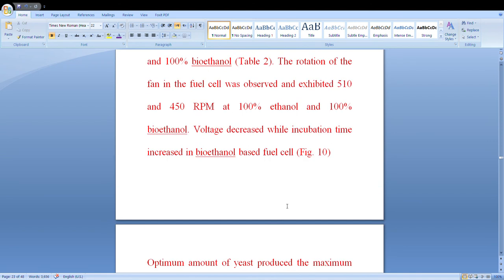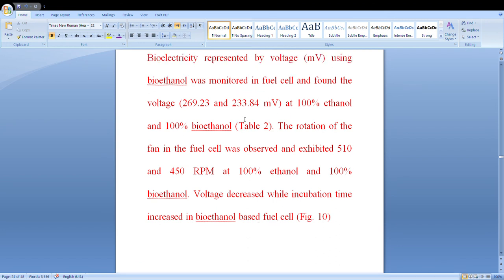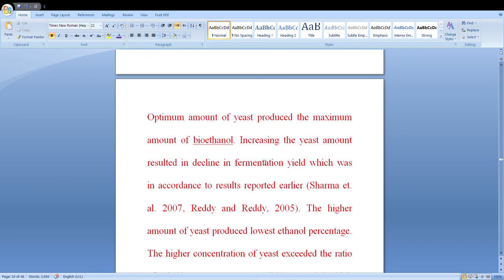Then we measured that the voltage decreased as incubation time increased in the bioethanol-based fuel cell. Here we can see the different types of fuel cell. We generate energy from the fuel cells.